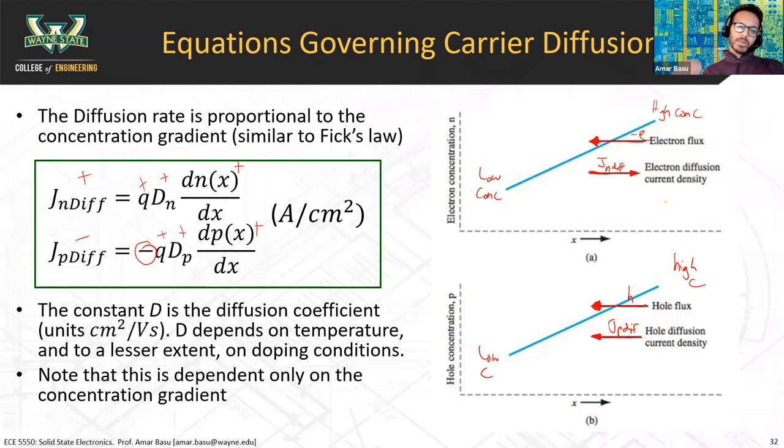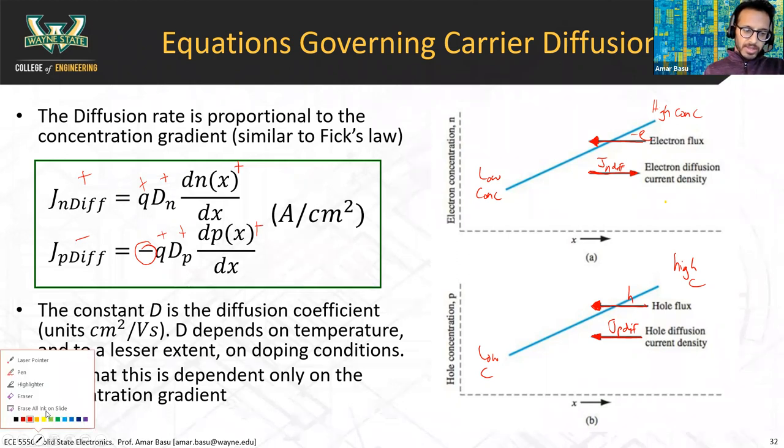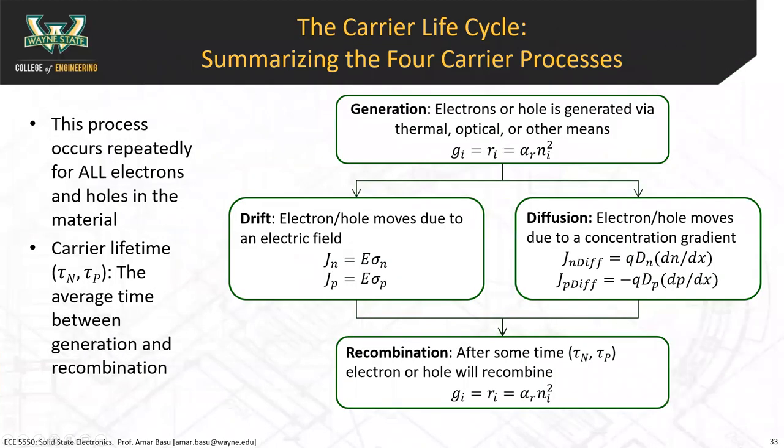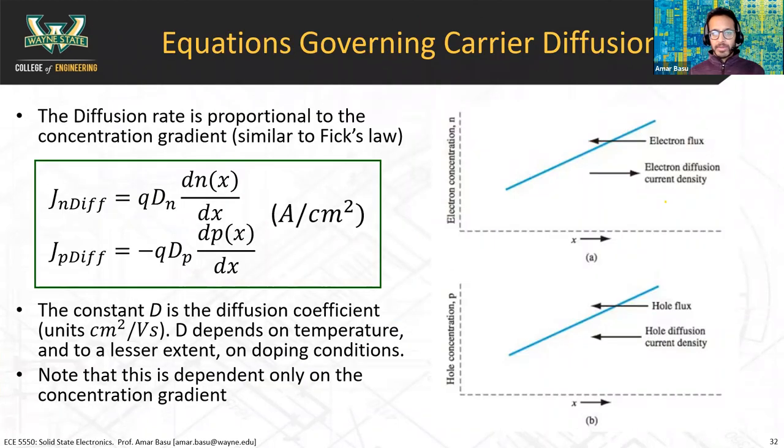Okay, so just so you understand all the polarities, I'll just erase the excess ink on this slide and we can move on. So at this point, why is JP diffusion negative again? We can just do this again. The slope is positive. So this is a positive term.